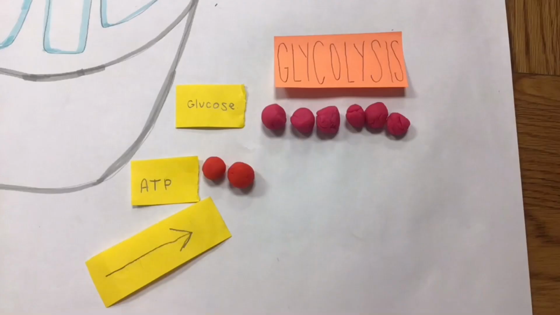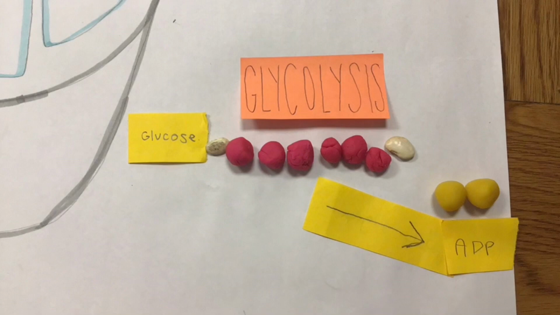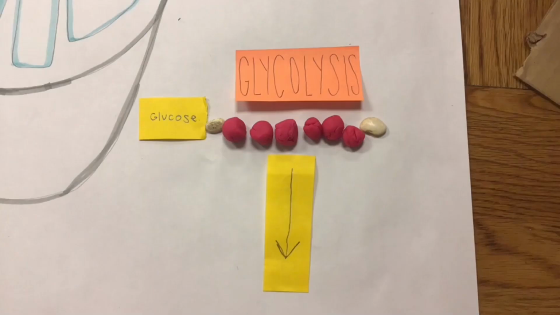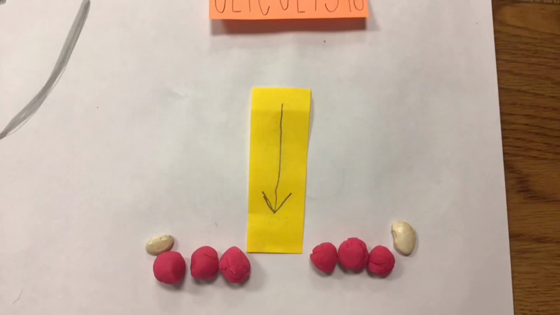The first step of glycolysis is 2 ATP being invested. The 2 ATP are then broken down into ADP and a phosphate group. The phosphate groups are added to the glucose molecule, which means that it is phosphorylated and it is easier to break apart. The next step is the 6C sugar is broken into 2 3C sugars.